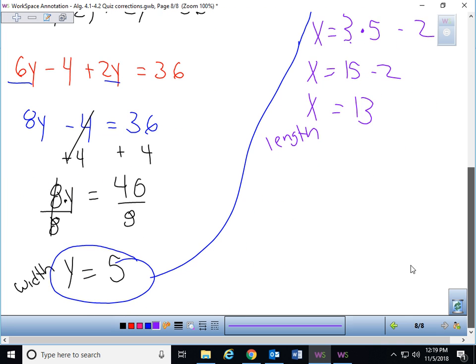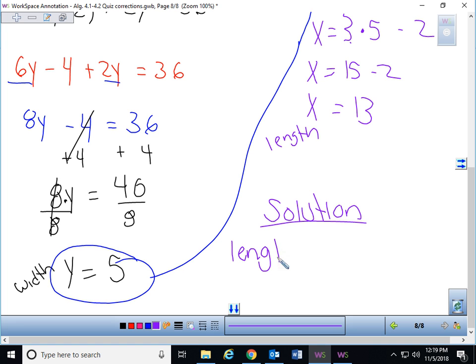So let me go down here, let me say my solution. Length equals 13 feet. I'm getting the units from the problem. And my width is 5 feet.